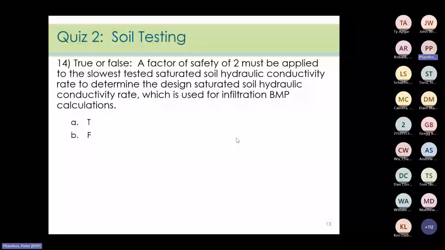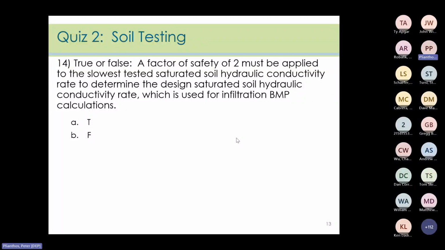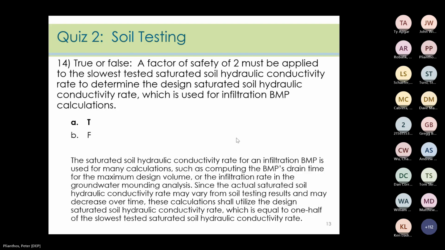Question 14, true or false? A factor of safety of 2 must be applied to the slowest tested saturated soil hydraulic conductivity rate to determine the design saturated soil hydraulic conductivity rate, which is used for infiltration BMP calculations. This is true. Since the actual saturated soil hydraulic conductivity rate may vary from soil testing results and may decrease over time, a factor of safety of 2 must be applied to the slowest tested saturated soil hydraulic conductivity rate to determine the design saturated soil hydraulic conductivity rate.